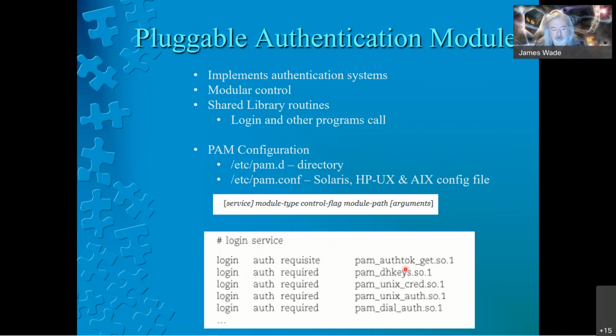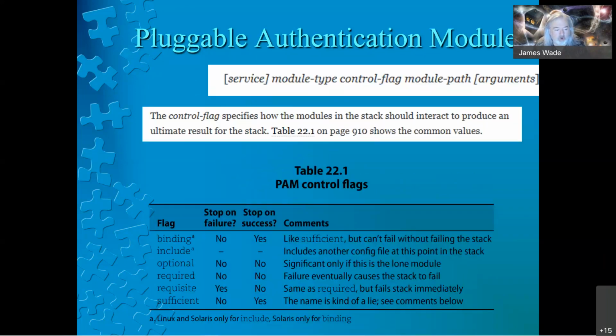Here, look at this. See, these are keys. We can use keys. We can use credentials and authorizations. These are libraries to log in that are used. Control flag specifies how modules can stack or interact to produce an ultimate result with that pluggable authentication module.